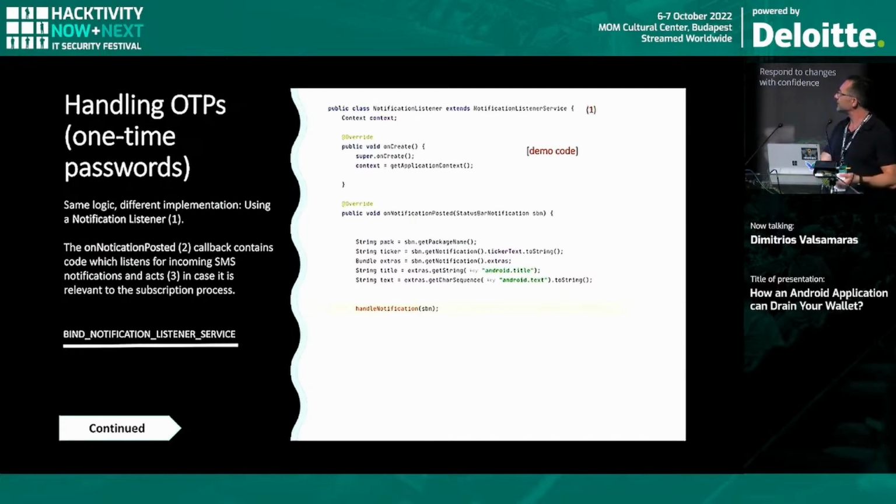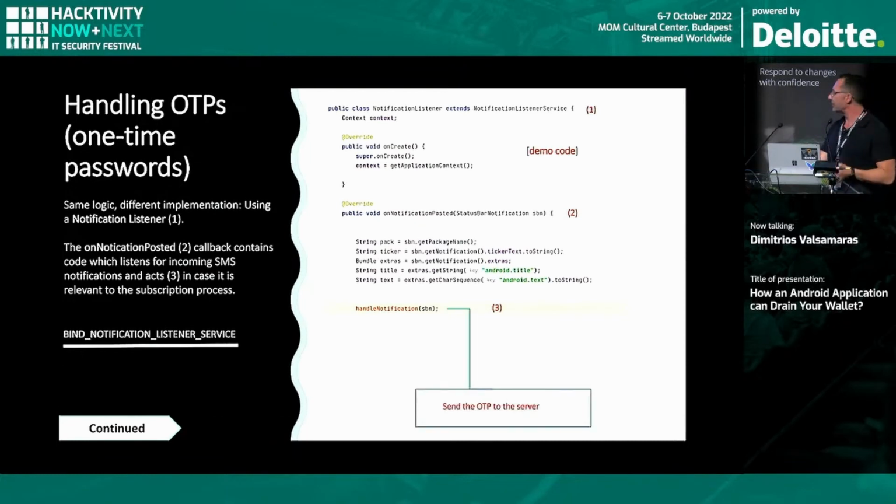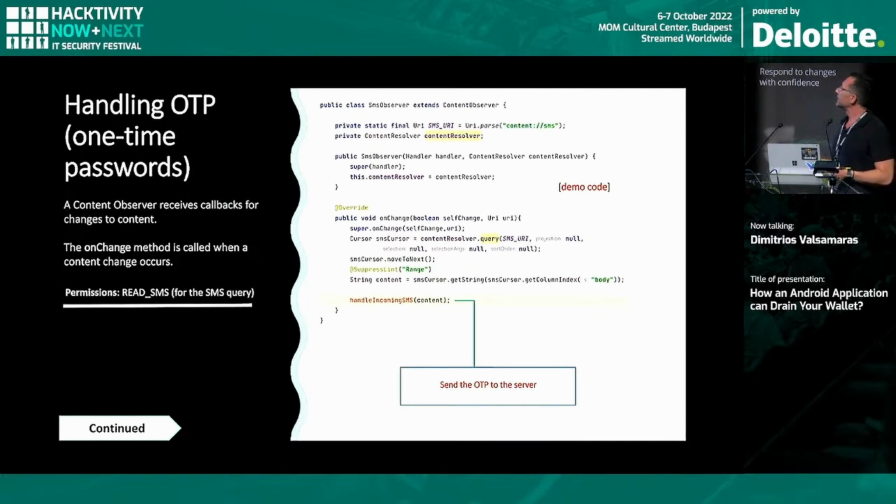The other way is by extending the notification listener service. And again, the logic is about the same, but the implementation is different. Create a class which extends the notification listener service, and in the notification posted callback, just check the body of the notification. If it contains a specific keyword, extract the message and send it back to the service provider.